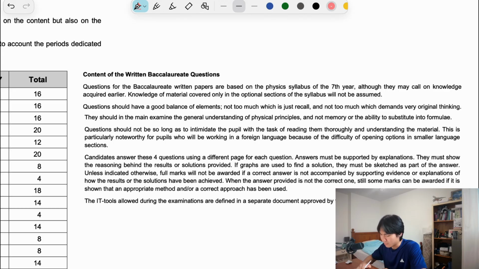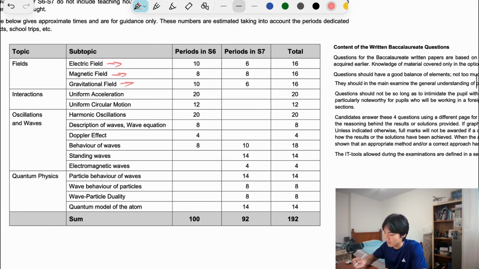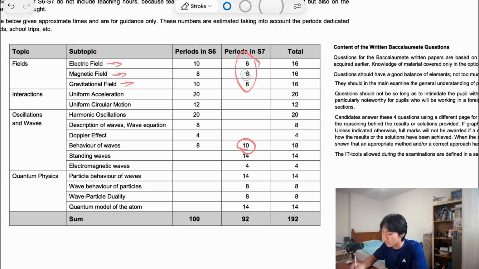But mostly you're not going to need knowledge from S6 besides, as you can see, the overlapping ones here, right? And I guess a bit of circular motion, in my opinion, to my experience, right?